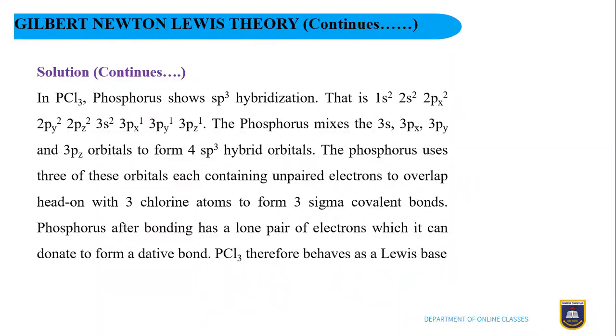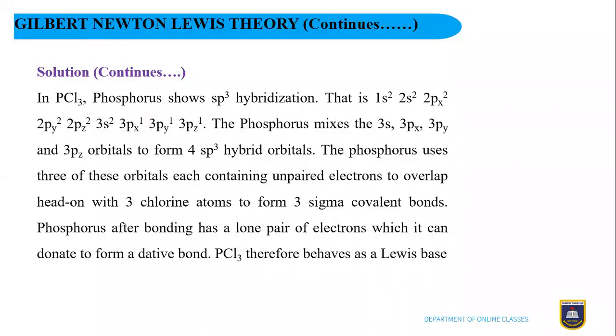Those orbitals I've mentioned, the s and the p, are of different shape and different energy, but you mix them together and you form new hybrid orbitals of the same energy. We call that process hybridization. So in phosphorus, when that happens, you have 4 new hybrid orbitals, each one of them called sp3.